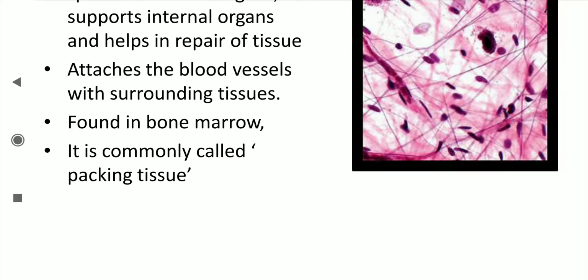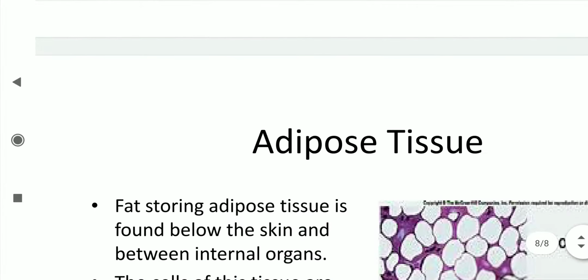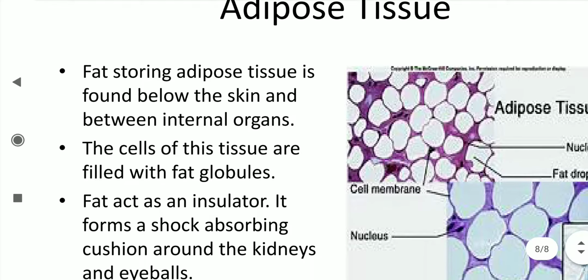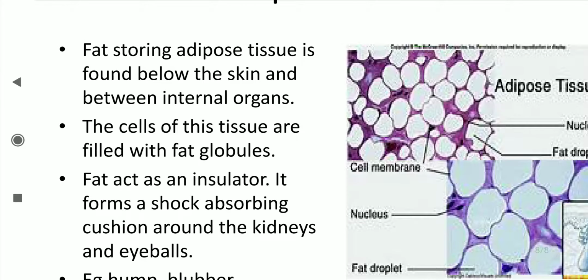Not too much is given in your book, only a few lines are given, so you go through those lines. Now next is a very interesting tissue, that is called adipose tissue. Adipose tissue we also call fat storing tissue. Okay, children, after digestion, the fat converts into fatty acid and glycerol. Now excess fatty acid goes and gets deposited in this adipose tissue.